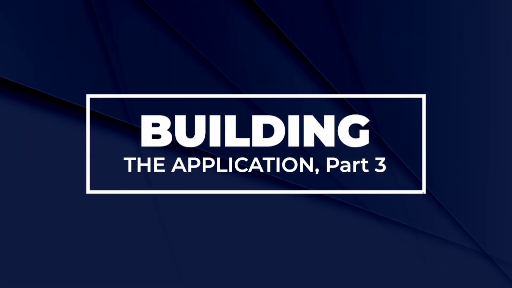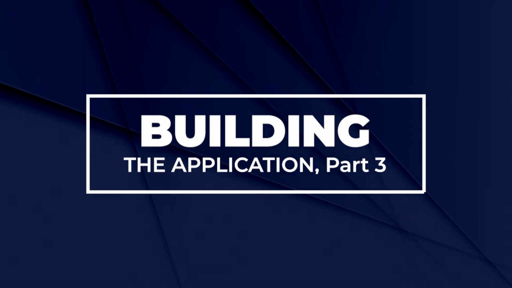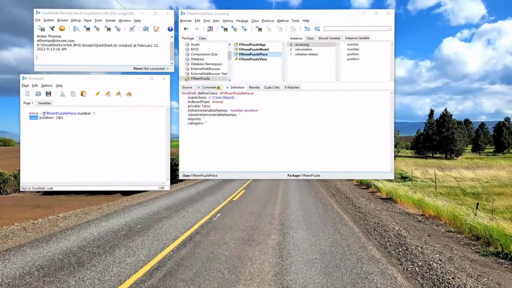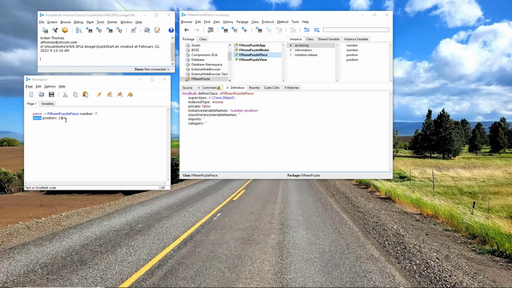Last time we built out the 15 puzzle piece. We showed you how to create an instance of it with a number and also give that instance a position. This time we've got a good bit of 15 puzzle piece done. A little more to do. We'll come back to it.